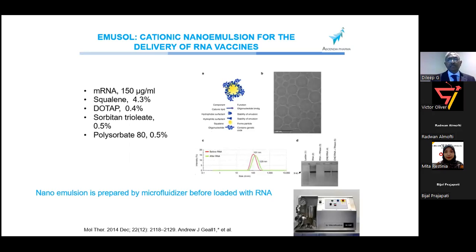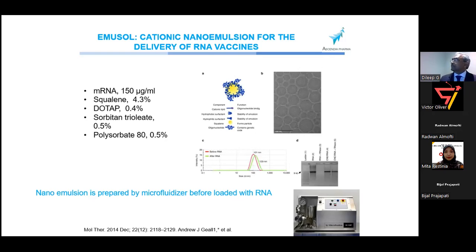This is another example of the lipid nanoparticles, the one we had, the nanostructured lipid capsules as carriers. Here we are using DOTAP. DOTAP is a positively charged lipid, and it's also used in vaccines. If you look at the COVID vaccine, they use that kind of positively charged lipid, helper lipids.